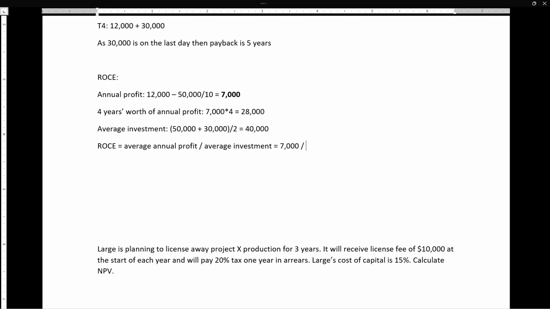And average investment is 40. So let me recalculate that. 7,000 divided by 14. 7 by 40, it's 17.5.